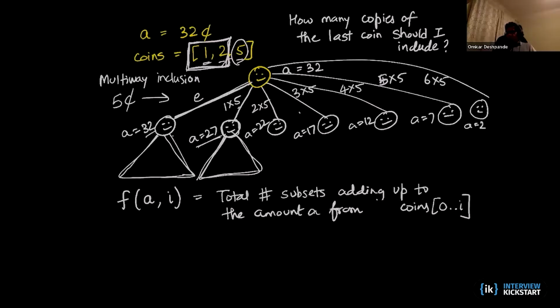Now the question is, how do I solve this? Should I solve it recursively? Well, let's think about it. In a general coins array, let's say we have coins 1, 2, and 5.